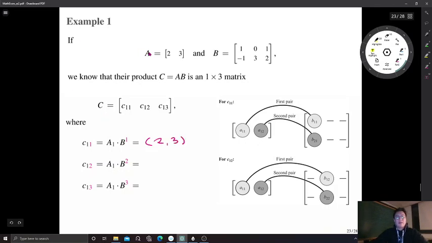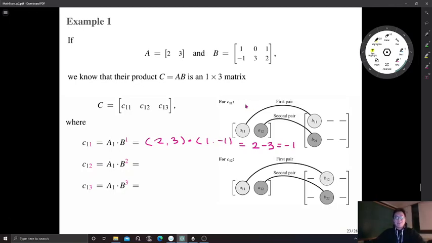Now we write this matrix into a vector form. The only difference is we use commas for vectors, and for matrices, we do not use commas between elements. Then compute the dot product by multiplying by the first column vector of B, that is 1 and minus 1. So which is 2 minus 3, that is negative 1.